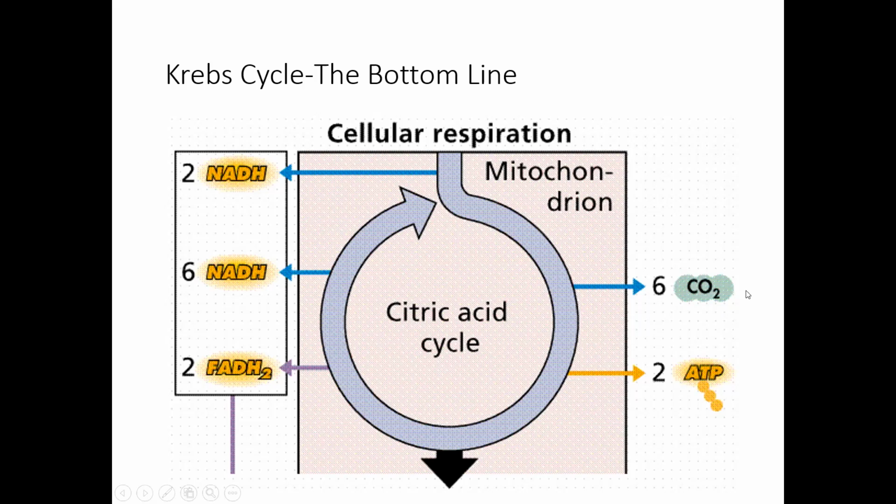In doing so, it breaks apart bonds and it releases CO2. The only place our CO2 comes from is from the Krebs cycle. And we pick up 2 ATPs. Okay, so if you're keeping score, we have a grand total of 6 ATPs made between glycolysis and the Krebs cycle.